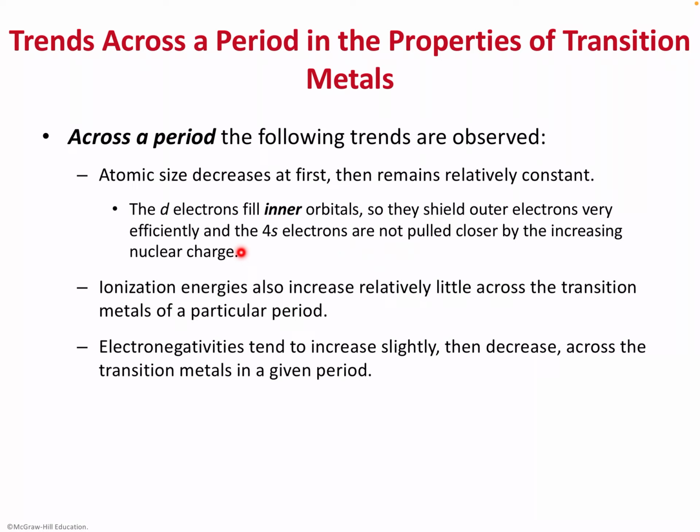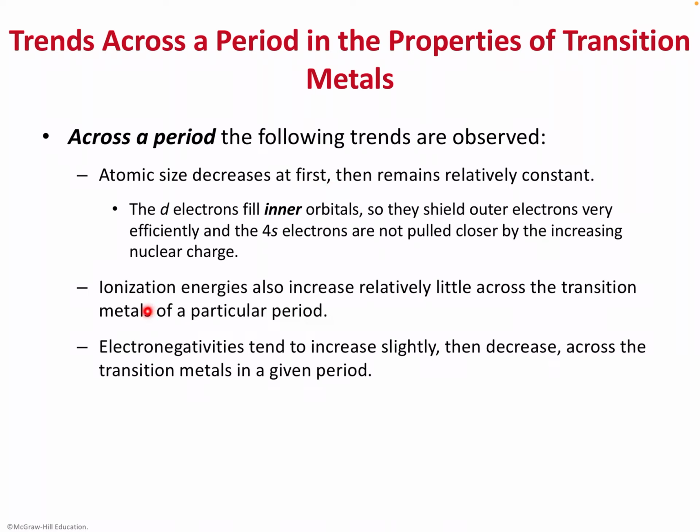Right? So we have seen what happens with the d electrons. They are filling in the transition elements. The d electrons are the ones that have been filled, and they are able to shield the outer electrons efficiently. And then the 4s electrons are a little bit further away from the nucleus, and they are not pulled closer by the increasing nuclear charge. So atomic size decreases first and then remains relatively constant.